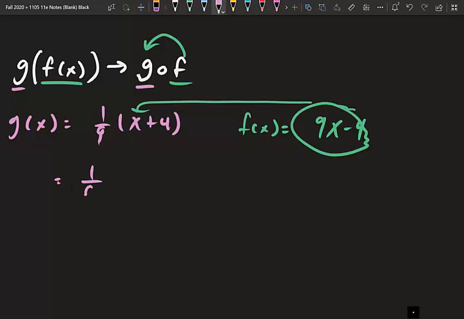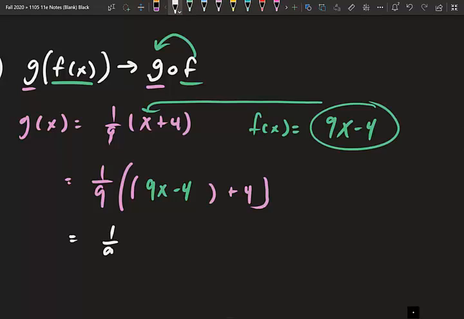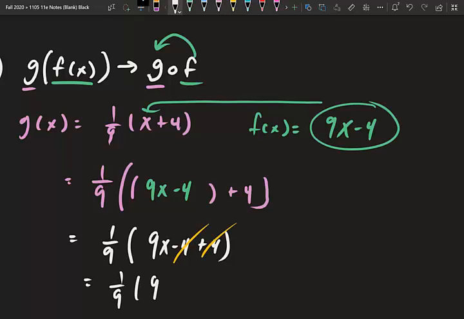We have 1/9 times blank plus 4, and in that blank, we're putting 9x minus 4. All right, so we can get rid of the pink parentheses in the middle, so we have 1/9 times 9x minus 4 plus 4. The 4's cancel, so we're left with 1/9 times 9x.